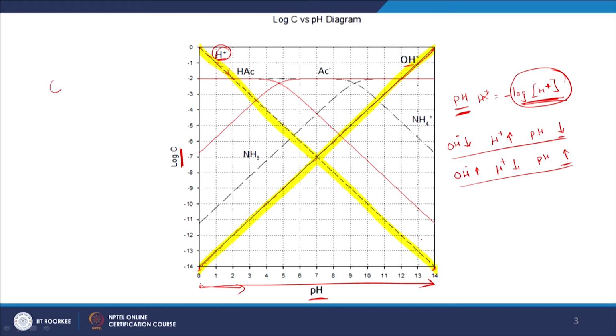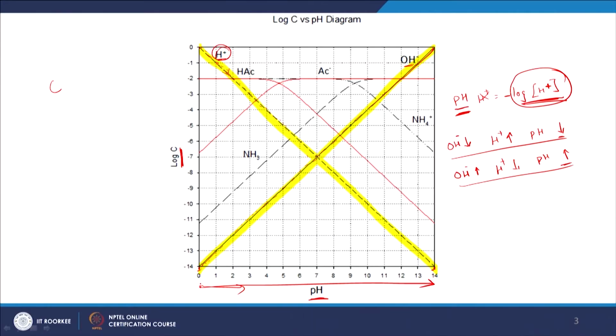We will also try to look at a simple example with a monoprotic acid later on, and also look at H plus and OH minus, but we will come back to that later. So for now, we will still try to understand the log C-pH diagrams in a better manner.